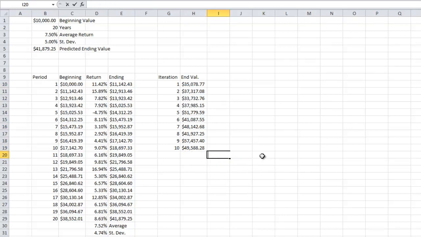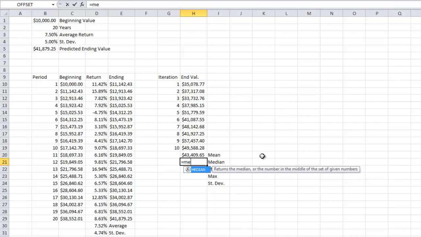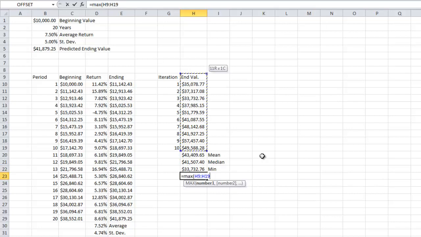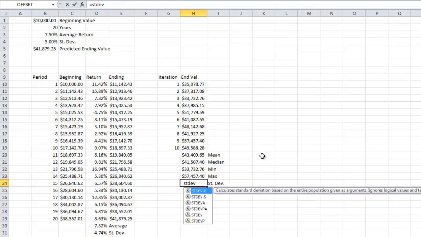So first thing is we can do this. Let's figure out what the average was. Let's figure out what the median is. Let's figure out what the minimum is, the maximum, and the standard deviation. So let's just do average very quickly here. Let's do median. Let's do min. Let's do max. And let's do standard deviation.